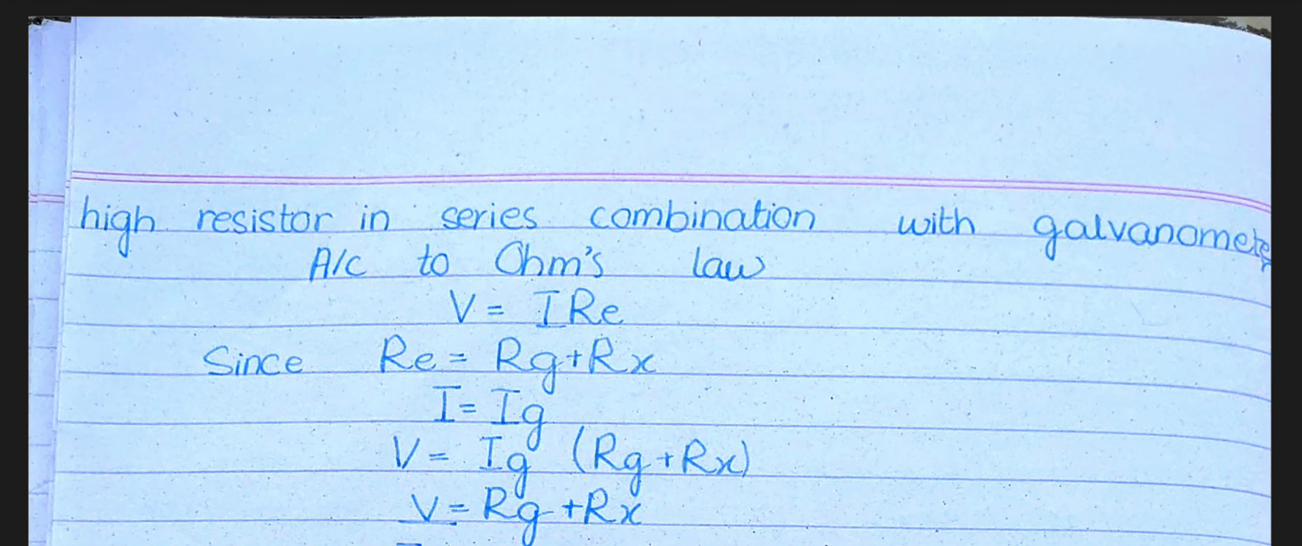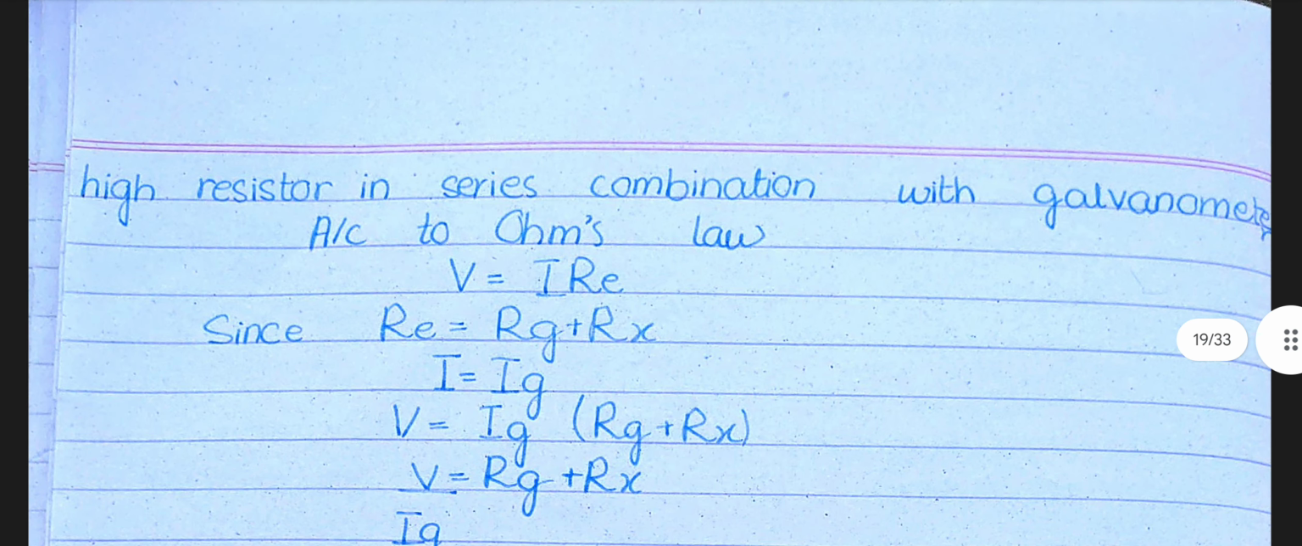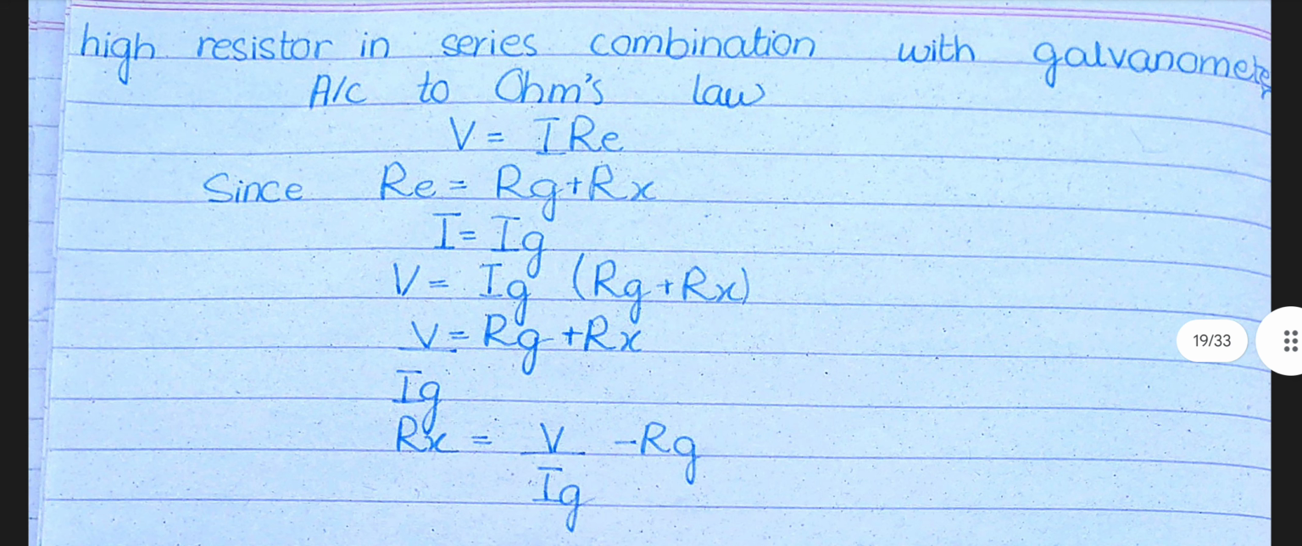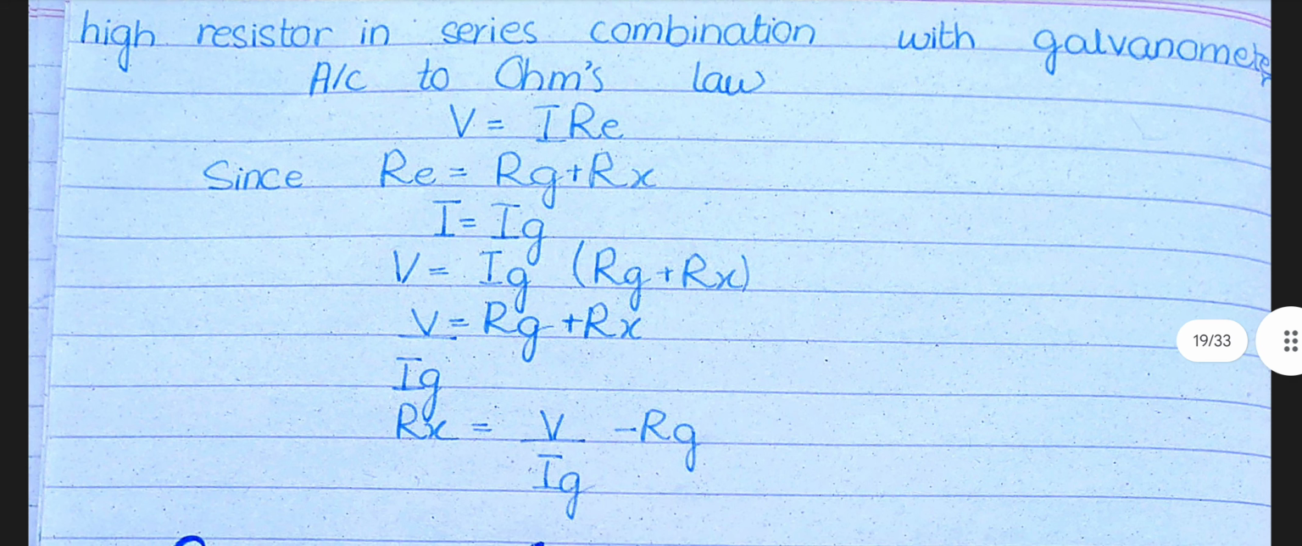According to Ohm's law, V is equal to I Re. Since Re is equal to Rg plus Rx, and I is equal to Ig, V is equal to Ig times Rg plus Rx.